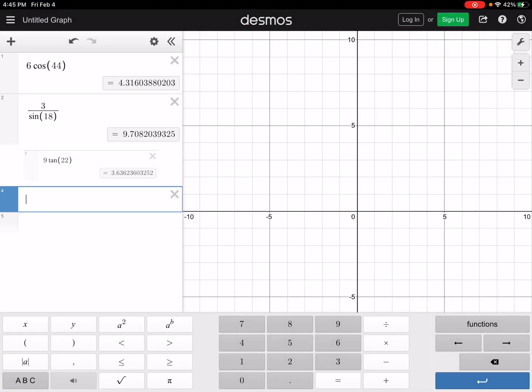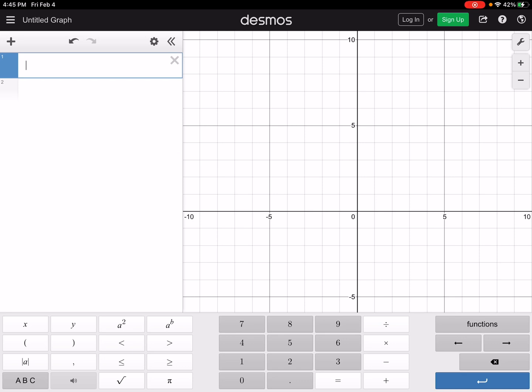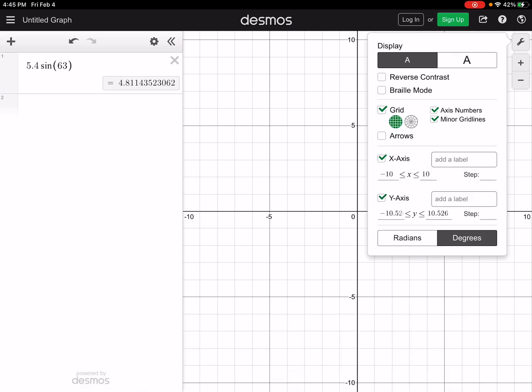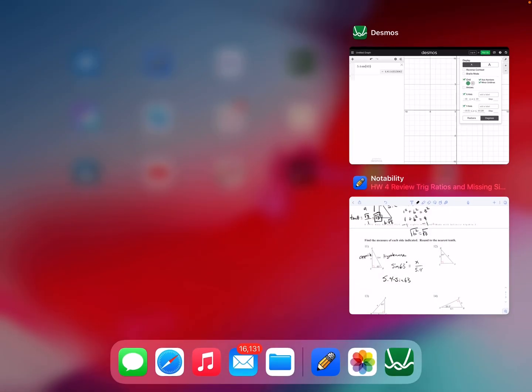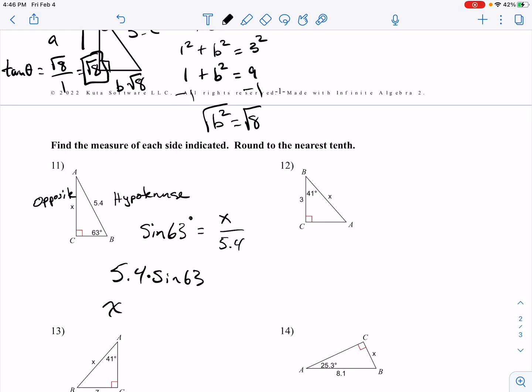5.4 times the sine of 63, about 4.8. Make sure that your setting here is in degrees. If you're in radians, you're going to get weird numbers. See how it changed to 0.9? We want it to be in degrees, 4.8. So x is equal to 4.8.